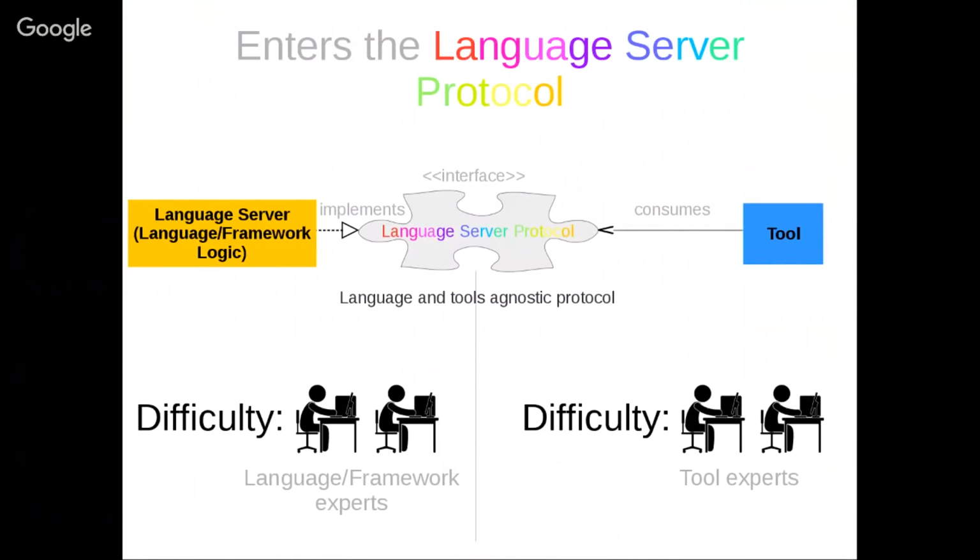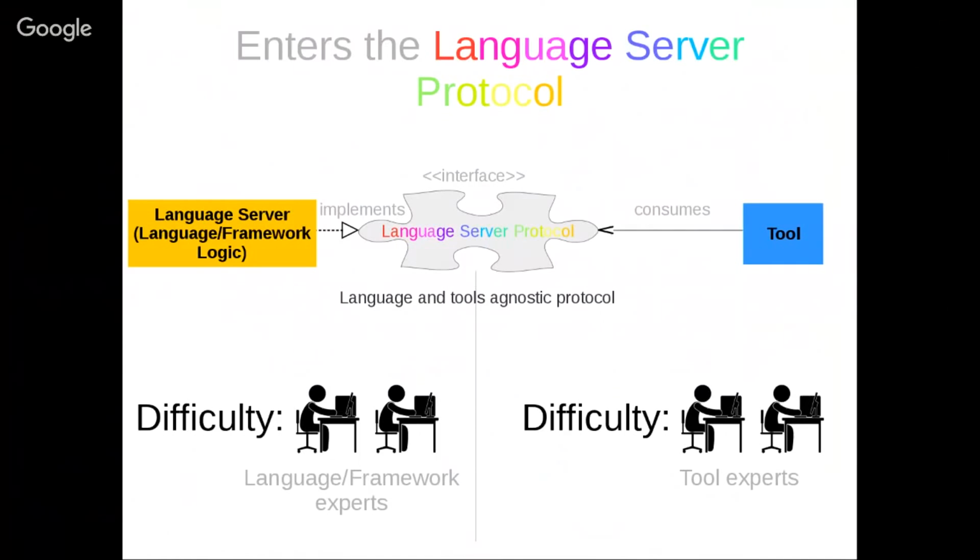The language server protocol is a protocol which is language and tools agnostic. That's the very important point. Since it is agnostic from any tool and any language, it makes it universal to all tools and languages. And you should see the language server protocol as an interface between the language logic and the tool. So a language server will implement the protocol, will be a server for the contract. And this language server contains all the logic related to the language or the framework.